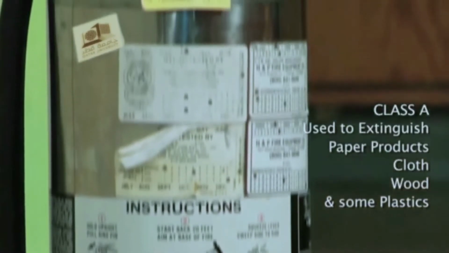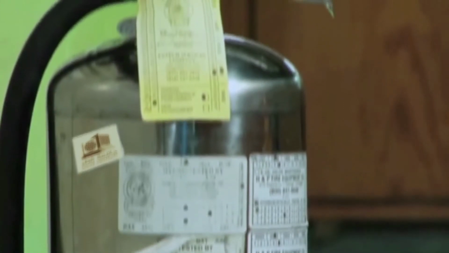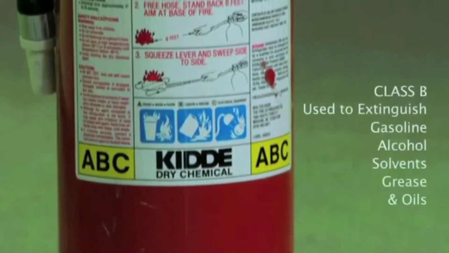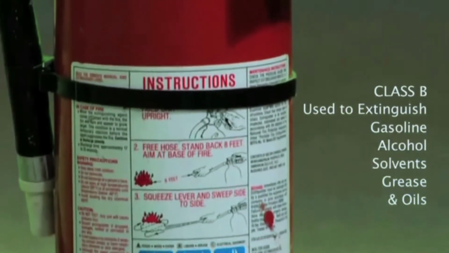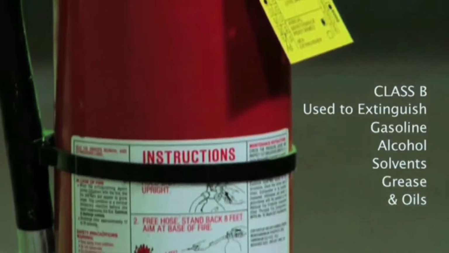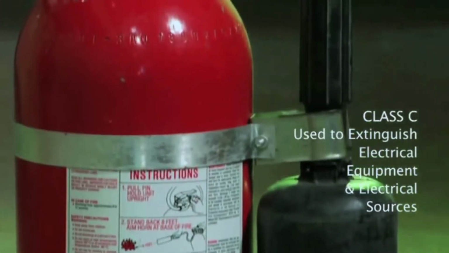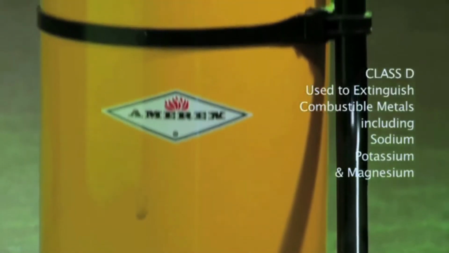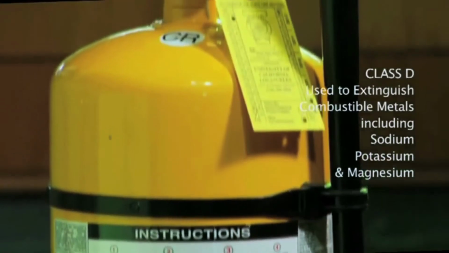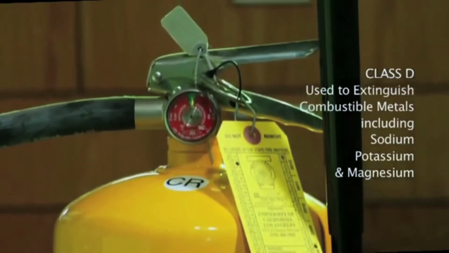Class A fire extinguishers are used to extinguish fires involving ordinary combustibles such as paper products, cloth, wool, and some plastics. Class B fire extinguishers are used to extinguish fires involving flammable liquids or gases such as gasoline, alcohol, solvents, grease, and oils. Class C fire extinguishers are used to extinguish fires involving energized electrical equipment or an electrical source. Class D fire extinguishers are used to extinguish fires involving combustible metals. Materials in this category include sodium, potassium, and magnesium.